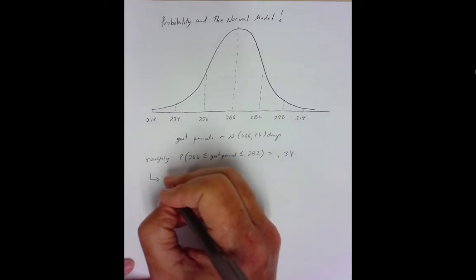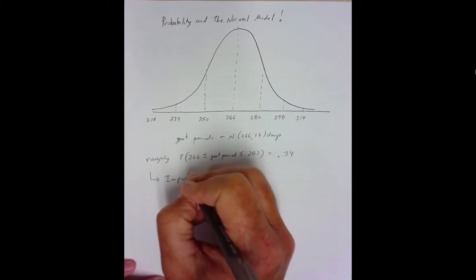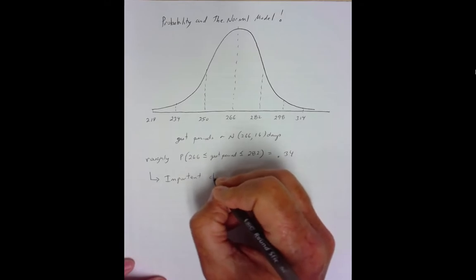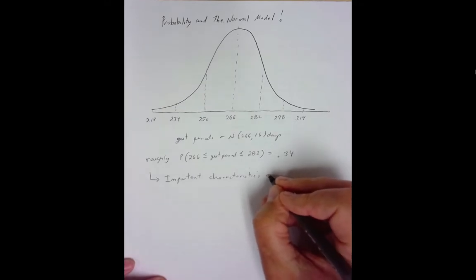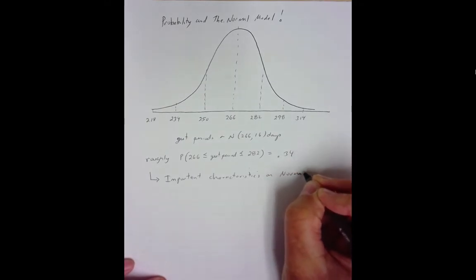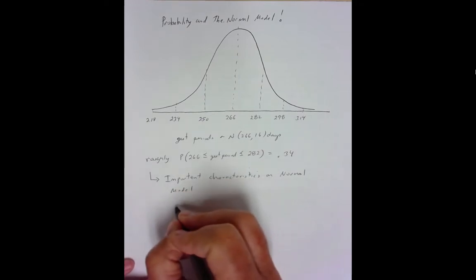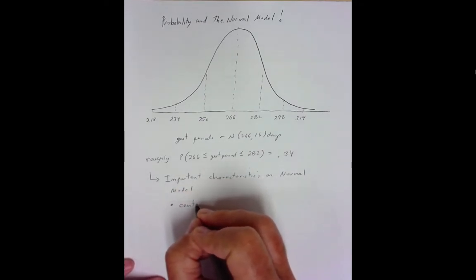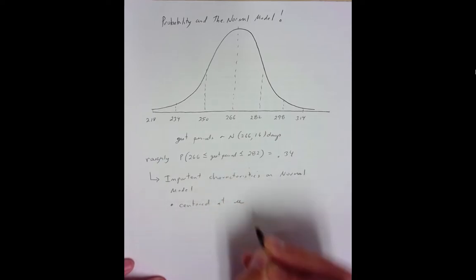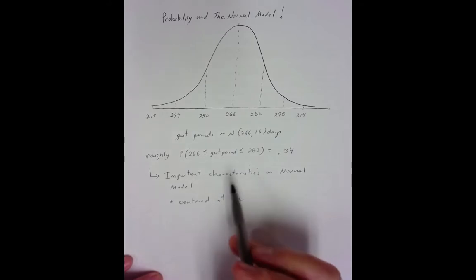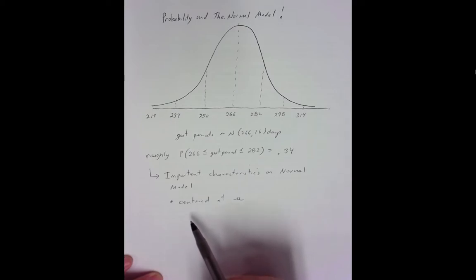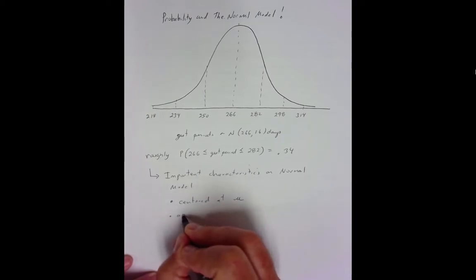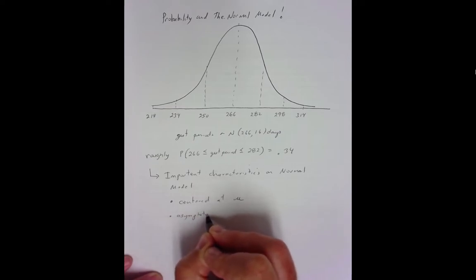Now, what you can see, first of all, very important, a few important principles for normal distribution. So let's just call it important characteristics on a normal model. Number one, these things are always centered at mu. So again, the mu here is 266, so the distribution is centered at 266. Okay. They have asymptotic behavior.